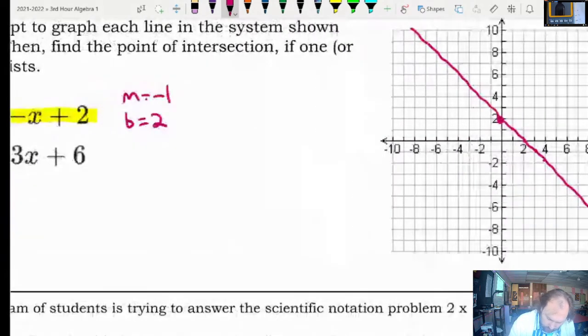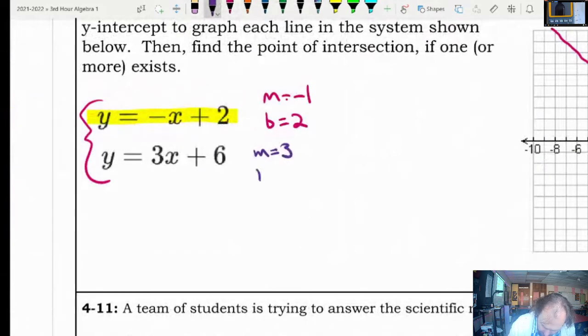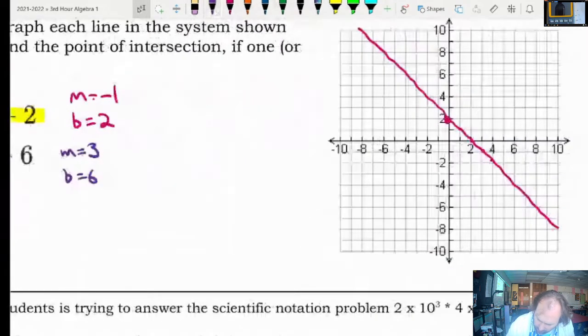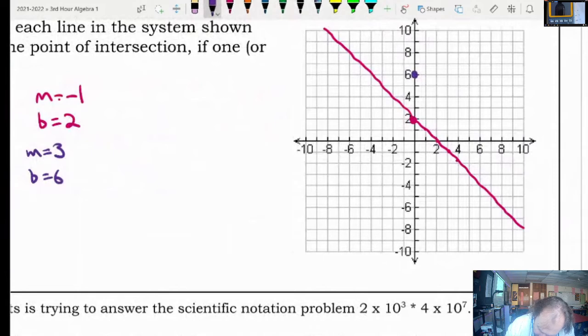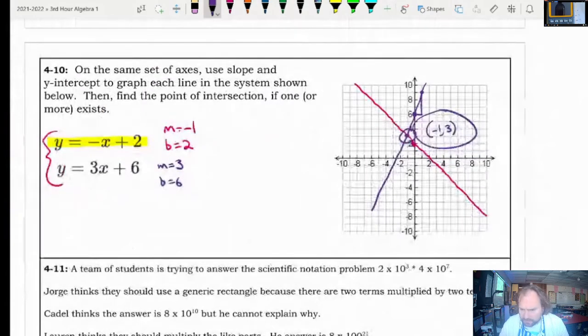The next line, which I'll do in purple, I suppose, has a slope of 3 and a y-intercept of 6. So I'm going to go over here and put 6 on the y-axis, go to the right 1 and up 3, next point, or go back 1 and down 3, and that's the point of intersection right there. You can see where they cross. Boom. That point is (-1, 3), and that is the solution to this problem. That is that question. Pause there if you want to.